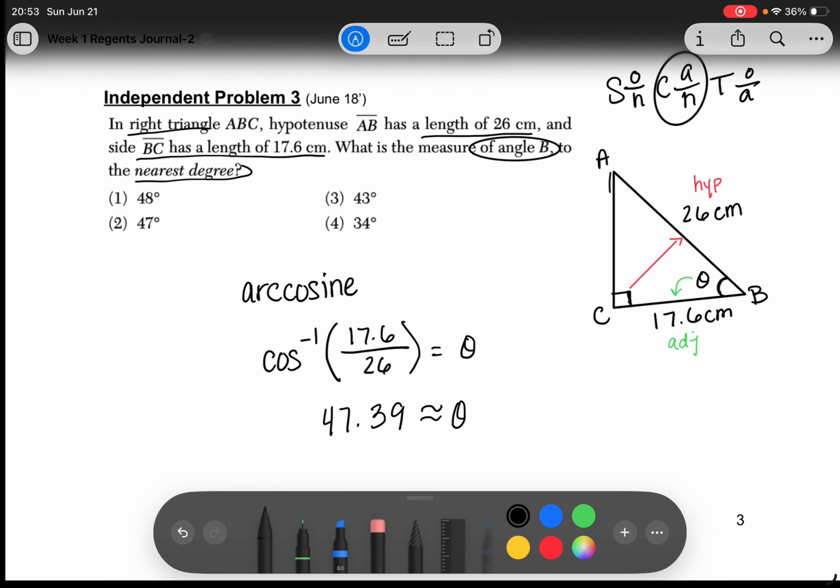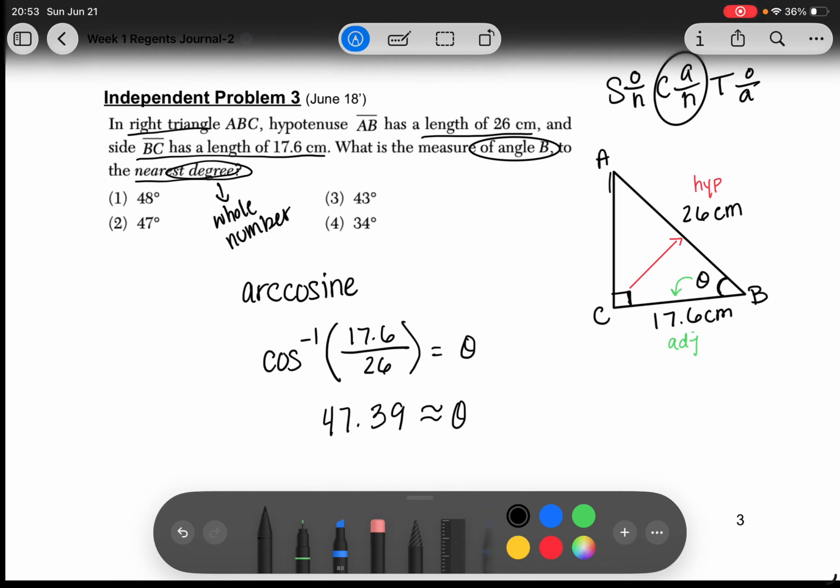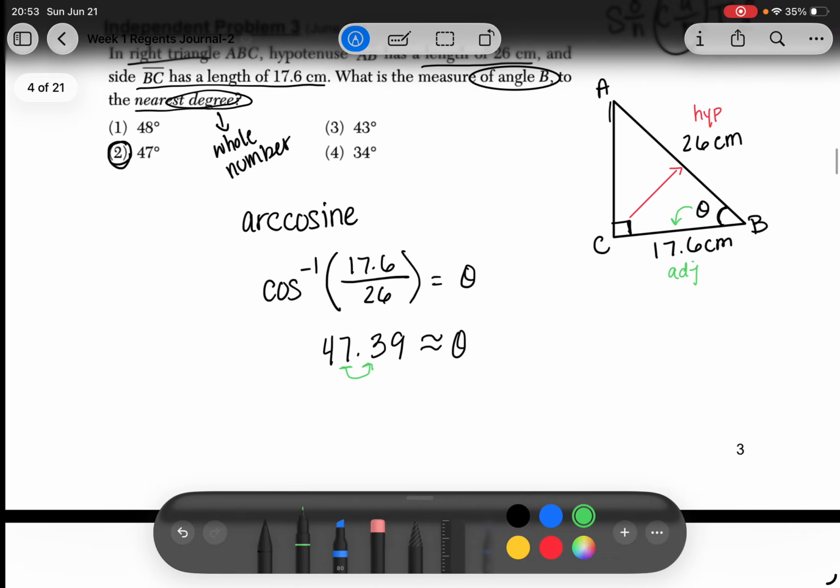We're rounding to the nearest degree, which also just means the nearest whole number. So if you had 47.39, would that be closer to 47 or would that be closer to 48? This would be closer to 47, so we're going to choose 2. We can also just look at our ones place value, then look next door. Since the 3 is less than 5, we know that the 7 is going to stay the same, so we are left with 47 degrees as the approximate value of theta.